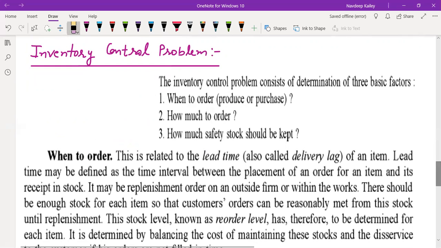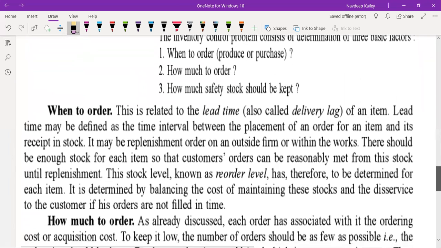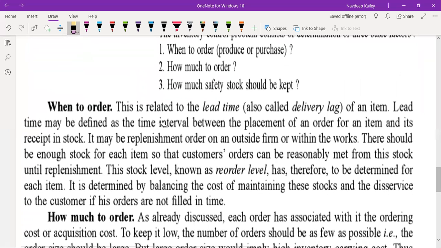This is related to the lead time of an item. Now, what is lead time? Lead time may be defined as the time interval between the placement of an order for an item and its receipt in stock. It may be a replenishment order on an outside firm or within the works.